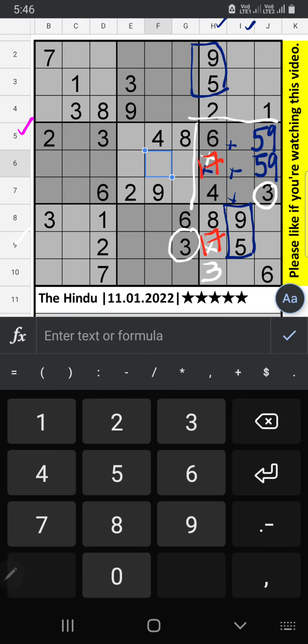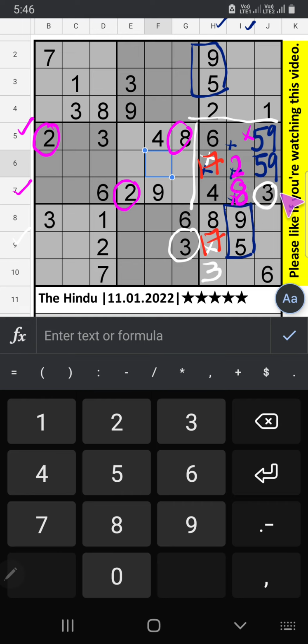Fifth row, we have 2 and 8. So 2 and 8 can't come in the cell. It will come in any one of the cells. 7th row, we have 2. So 2 can't come in the cell. The 2 is confirmed here. Then 8 is here.